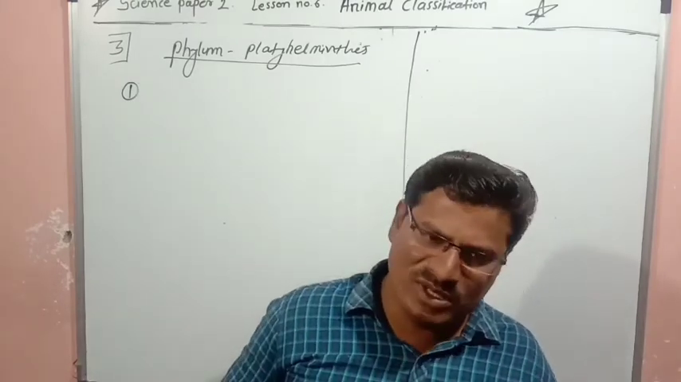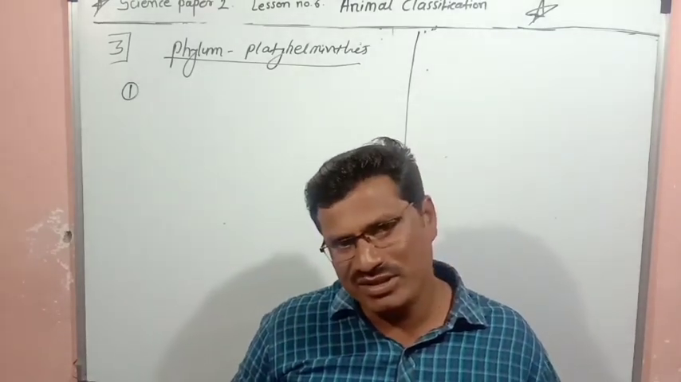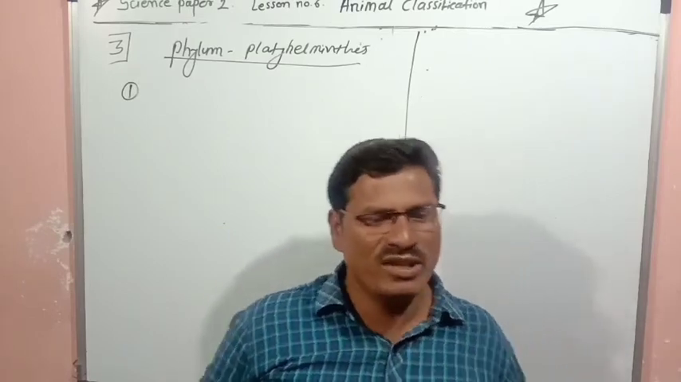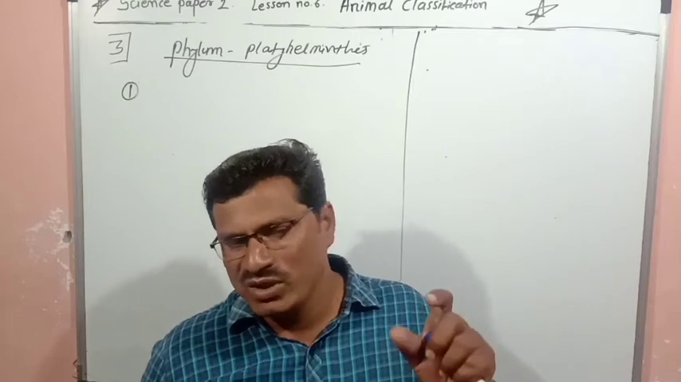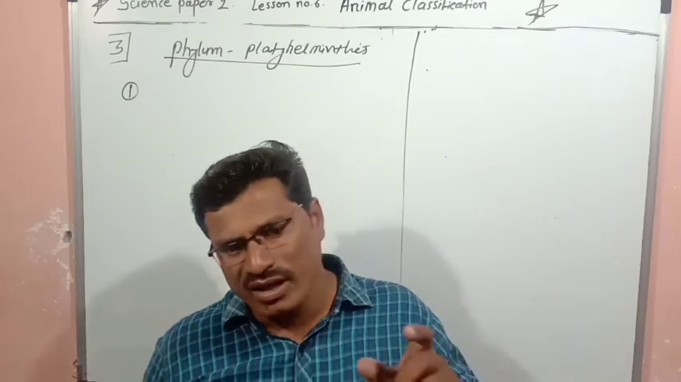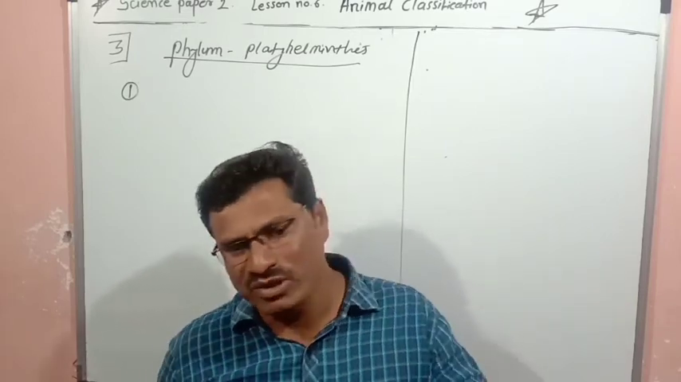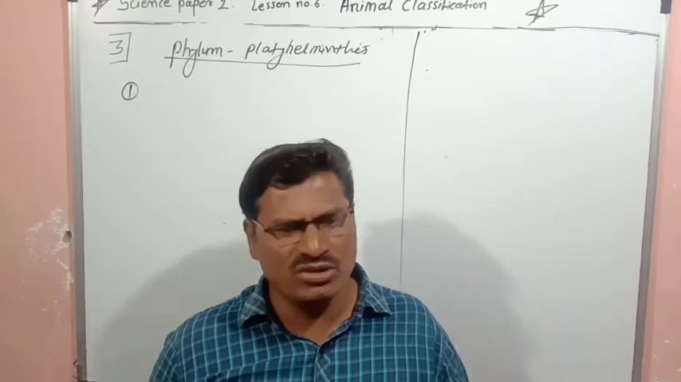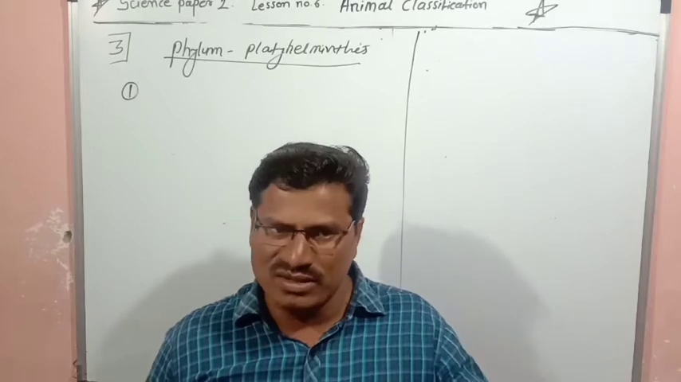What is meant by triploblastic? Triploblastic means it is having 3 germ layers. Which 3 germ layers are there? These are endoderm, ectoderm and mesoderm. These are the 3 germ layers.